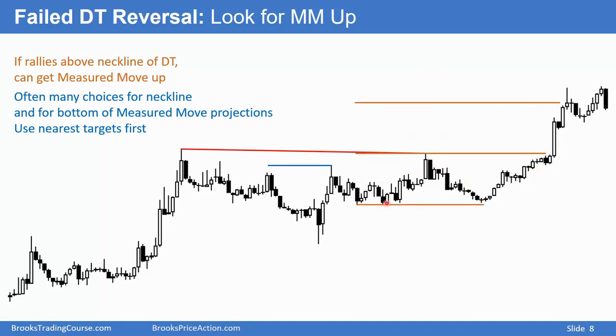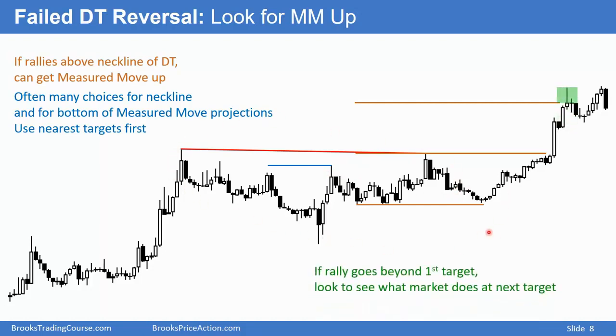We have a small double bottom here, a bigger double bottom this low and that low. I could also do a measured move based upon this big double top using this neckline for a measured move up. I always look at the nearest target first. This is a trading range within a bigger trading range. If it goes beyond the first target, then I look at higher targets.